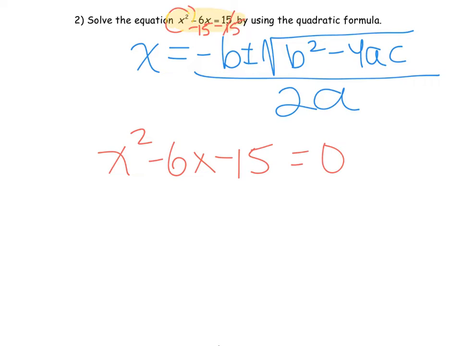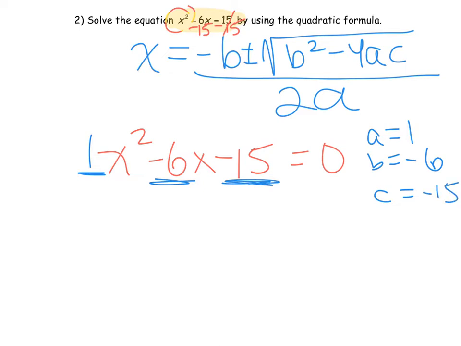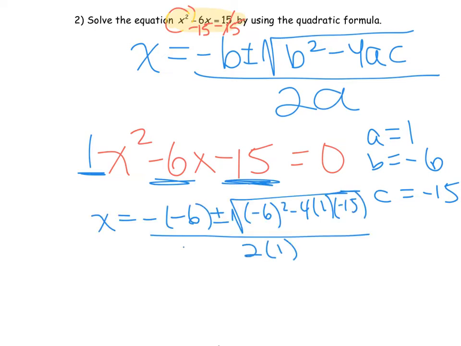Alright, next order of business, we need to identify what A, B, and C are. So I have A equals 1, B equals negative 6, and I have C equals negative 15. Alright, so we are going to plug directly into our formula. I kind of sped up the process here. I have it already written out.